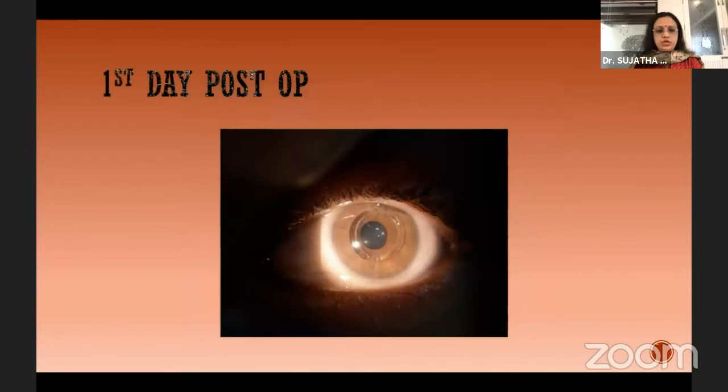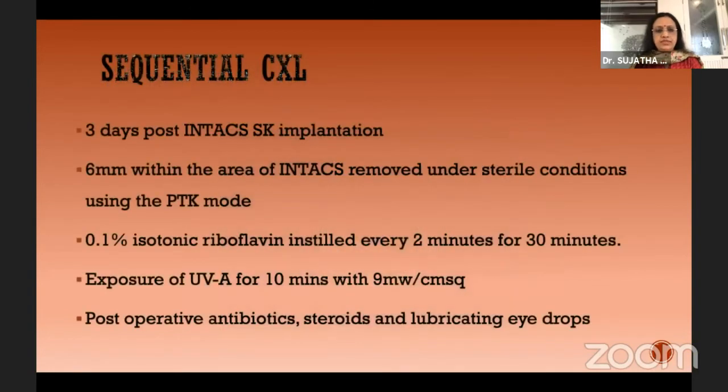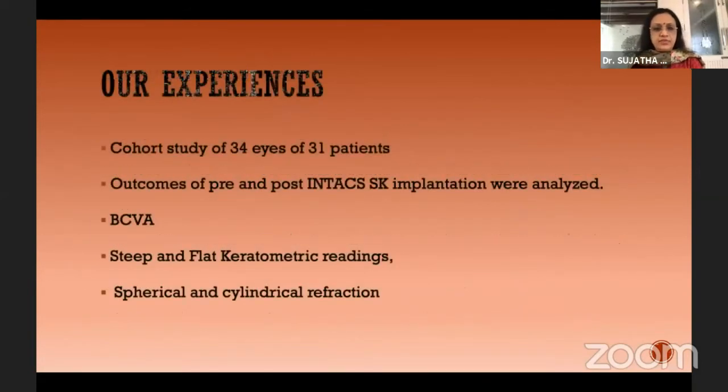So this is the first post-op day. Normally, I do a sequential cross-linking. I wait for 3 days, and then I do the cross-linking. Suppose there's some residual cylinder, then I would even combine it with a topo-guided PRK in these patients.